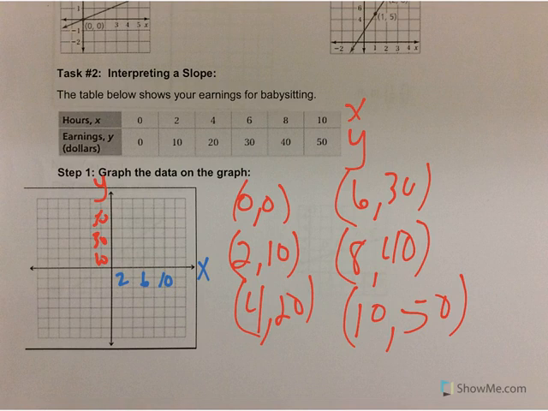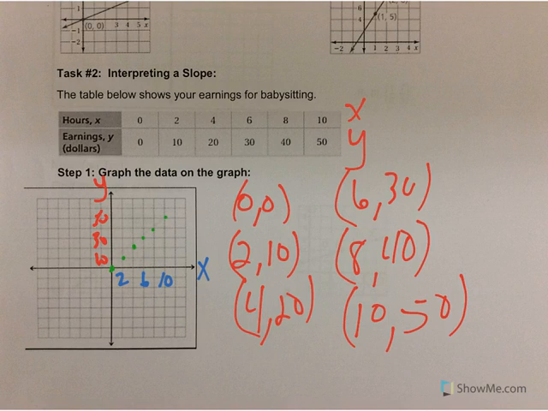And then graph those points. 0, 0 would be right there at the origin. 2, 10 would be right there. 4, 20 be there. And you can just follow your way up. 6, 30, 8, 40, and 10, 50.